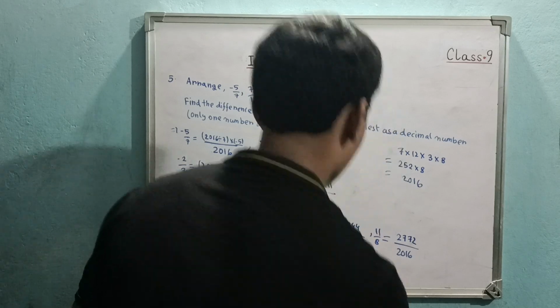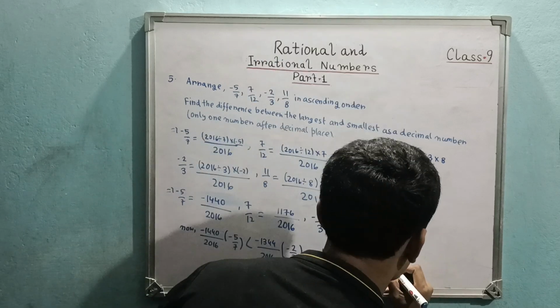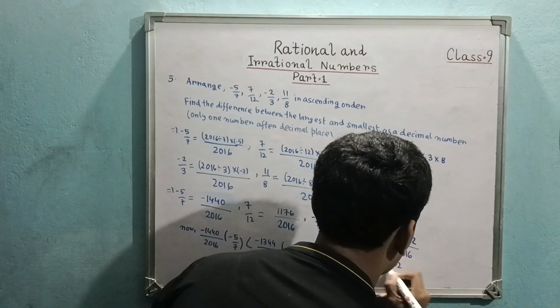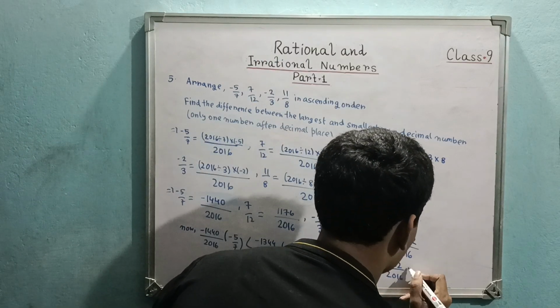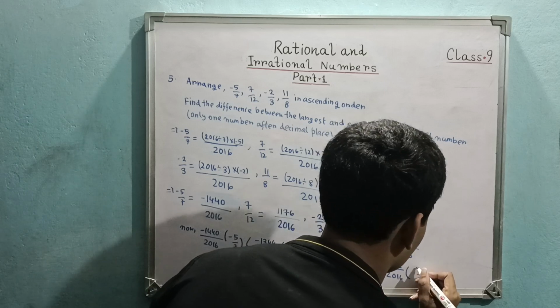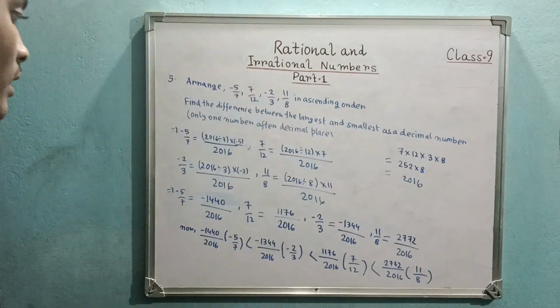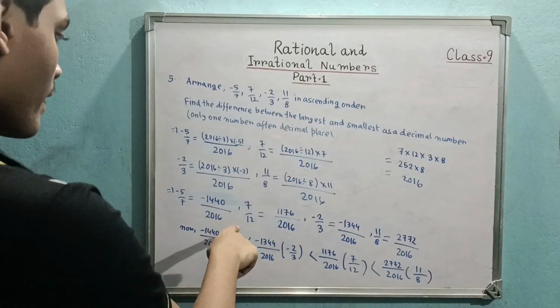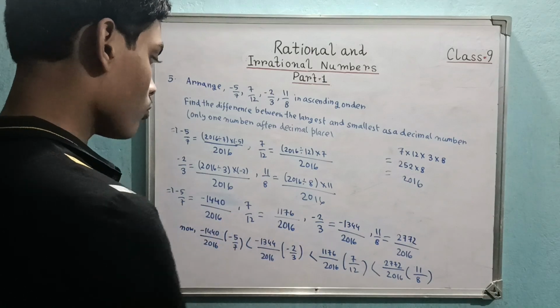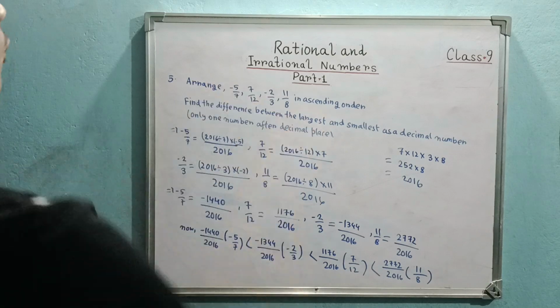Okay, and the largest one at the end, and that is obviously this, 2772 by 2016, that is 11 by 8. So as you can see, the correct order is minus 5 by 7, then minus 2 by 3, 7 by 12, then 11 by 8. This is the correct sequence of ascending order for these four numbers.